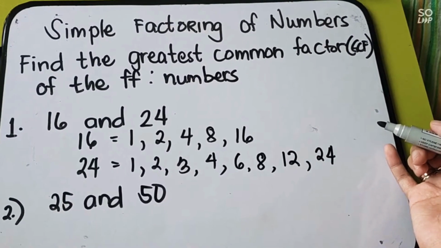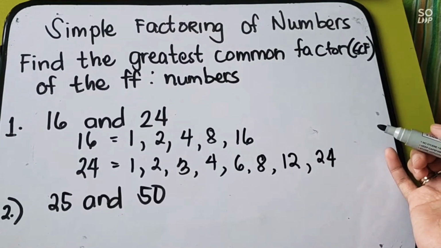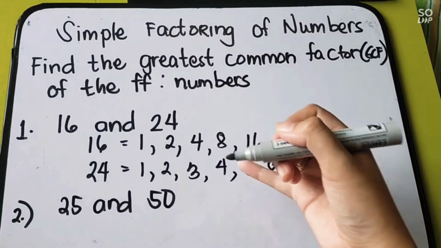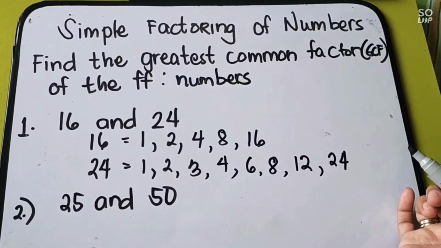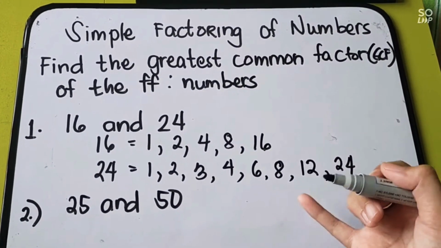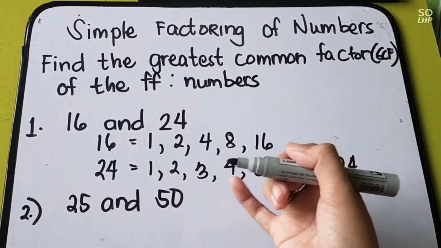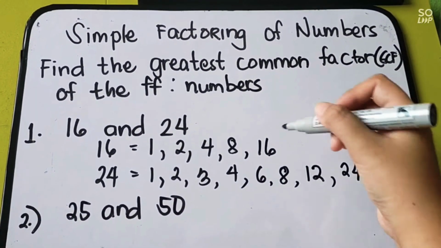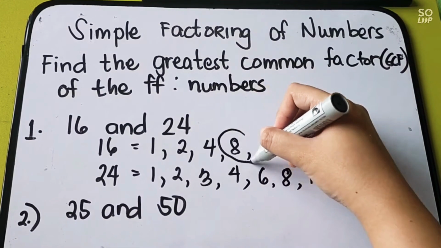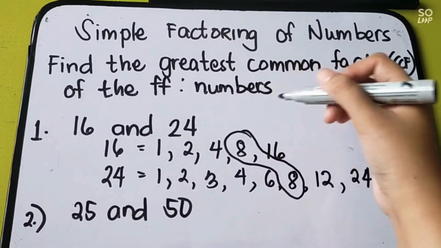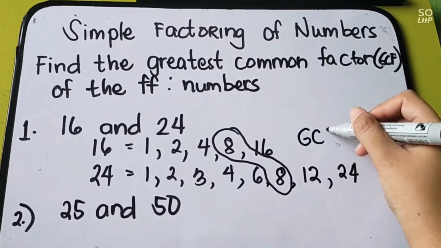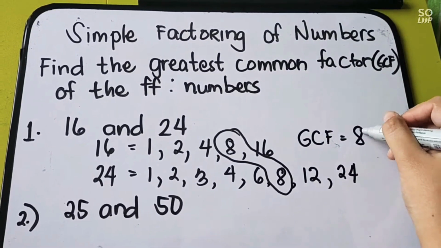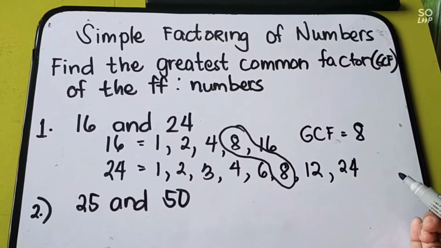So what do you think is the greatest common factor? Just look at the factors that are the same. Which is the highest number that is the same for 16 and 24? Factors that are the same with 16 and 24. As you can see, the greatest one is 8. Therefore, our GCF is 8. Is it clear? Next.